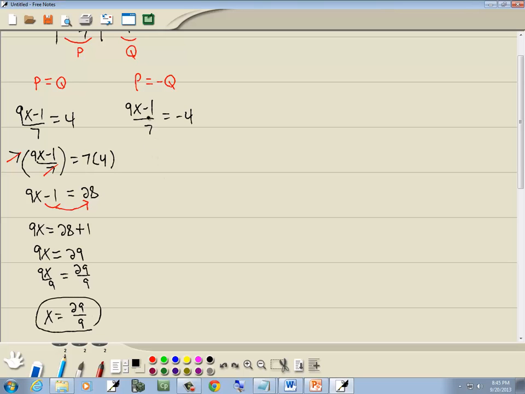Now we want to do the same thing on this other side. First step, get rid of parentheses, don't have any. Second step, get rid of fractions. Multiply everything by the LCM of all your denominators. We only have one denominator, which is 7, so that's our LCM. So we'll multiply it times our fraction, and we'll multiply it times the negative 4 on the right side. Now the 7's cancel here, and we're left with 9x minus 1. 7 times negative 4 is negative 28.